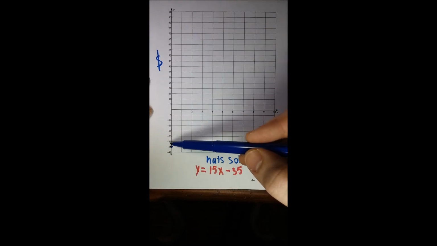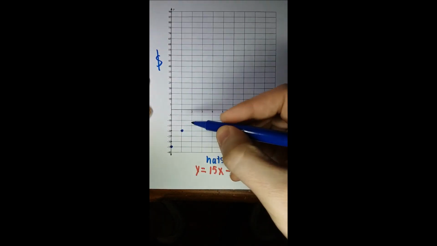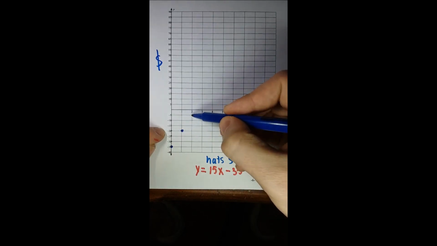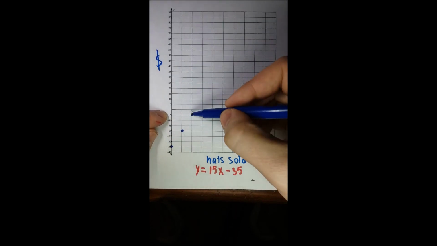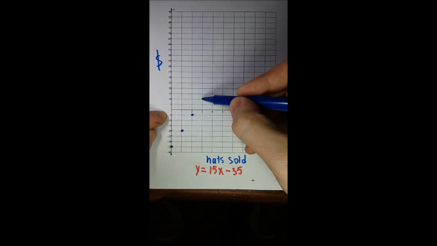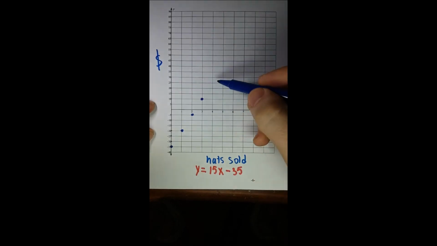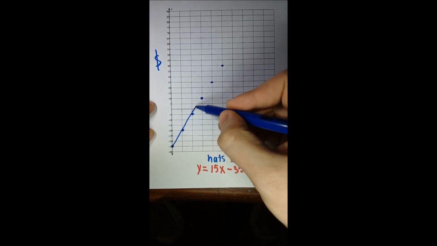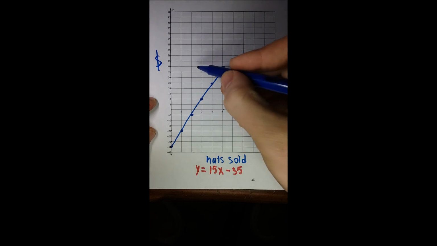$15 per hat. So each square here is 15, up and down. That's what happens after you sell 1 hat. Now you're at negative $20. After selling 2 hats, you are at negative 5. And you make $10 after selling 3 hats. Keep on going just like this. And this is your graph. So after selling 5 hats, for example, you make $40.